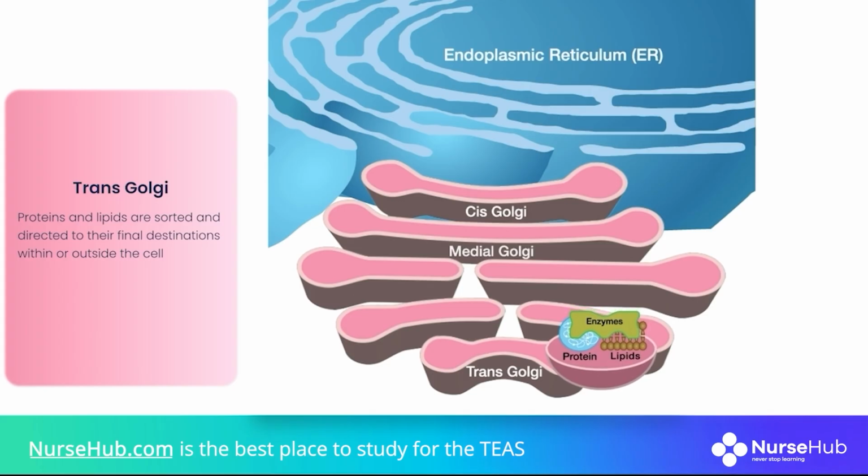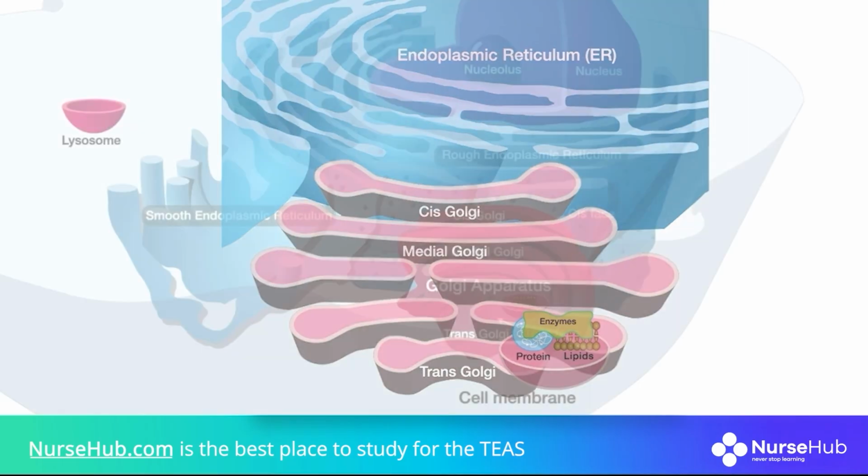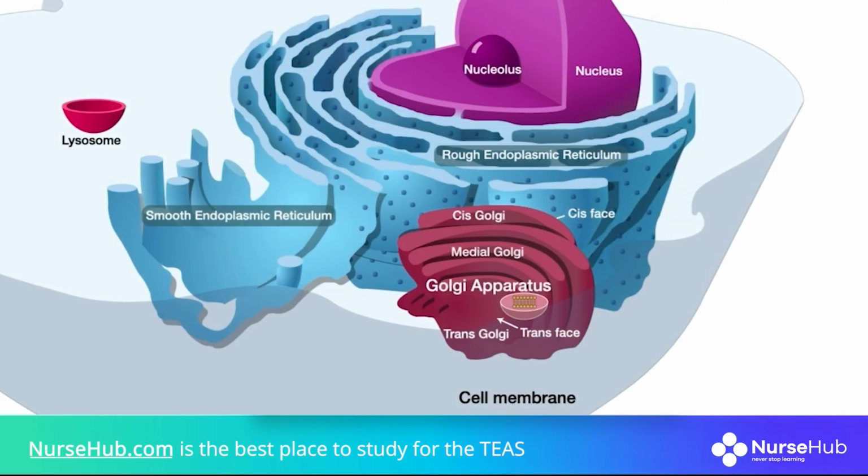sorting and directing the modified proteins and lipids to their final destinations. It is characterized by its trans face, which is the side of the cisternae facing away from the endoplasmic reticulum. The trans face is where the modified proteins and lipids are packaged into vesicles and transported to their final destinations, such as the plasma membrane for secretion or lysosomes for degradation.